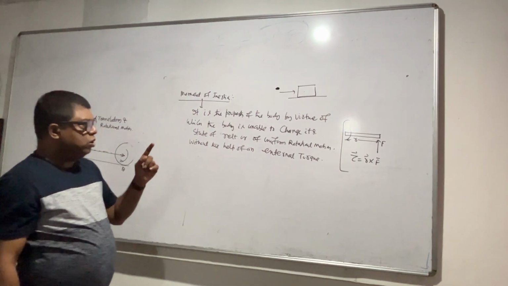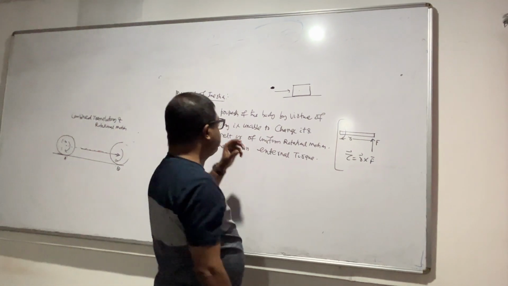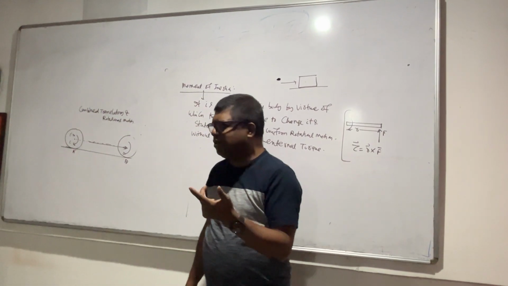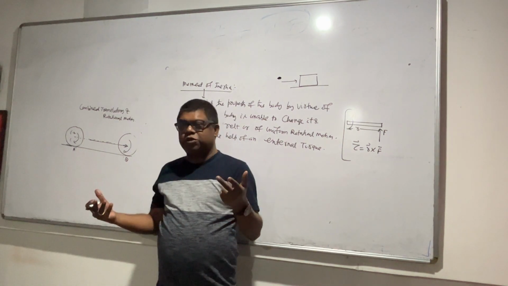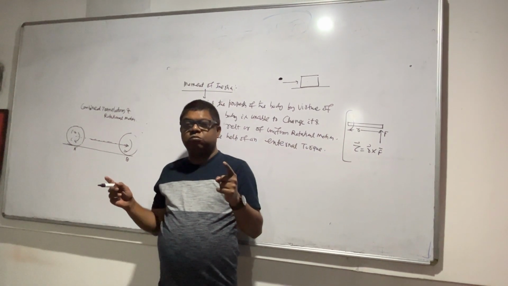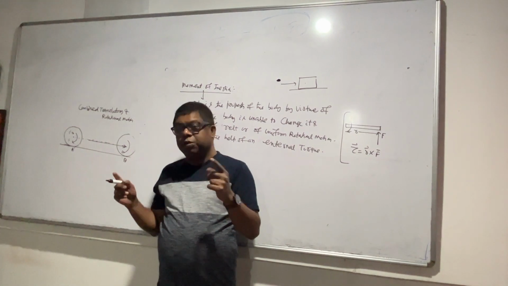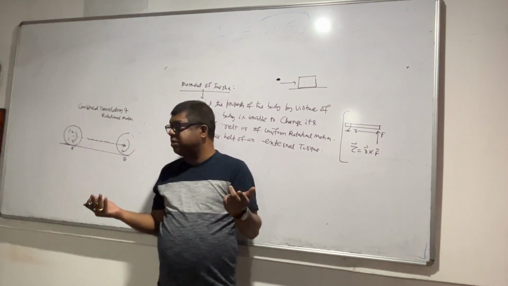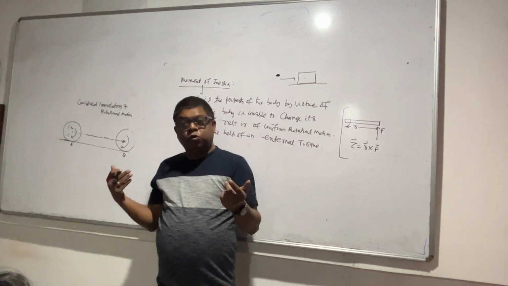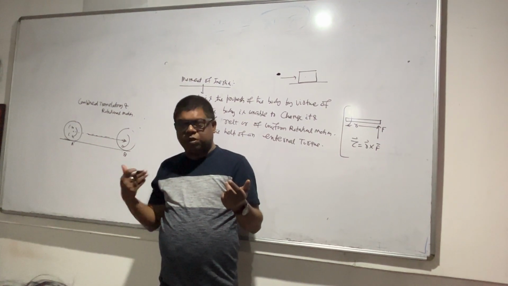So the moment of inertia is the property of the body by virtue of which the body is unable to change its state of rest or uniform rotational motion without the help of an external torque. Without the torque, if the body is at rest, then it will stay at rest. If it is moving with a uniform angular motion, a uniform rotational motion, it will continue.